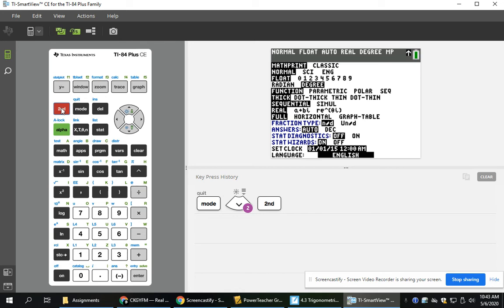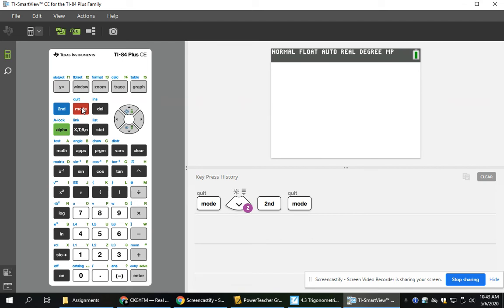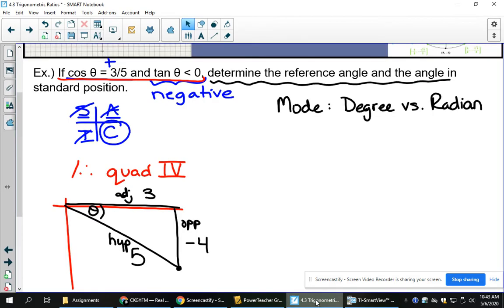As you can see above the mode button, it says quit in blue. Now I'm back to my calculation screen. Let's review Math 10C. How do we find an angle on our calculator? Well, we have to do what's called the inverse trig ratio.